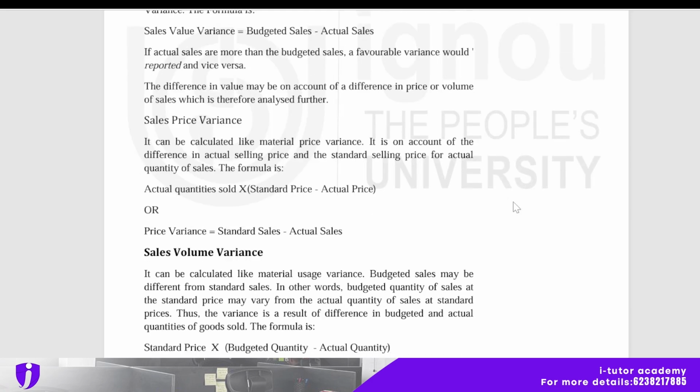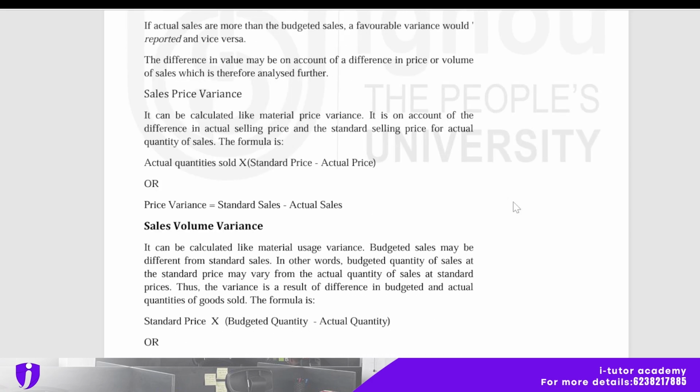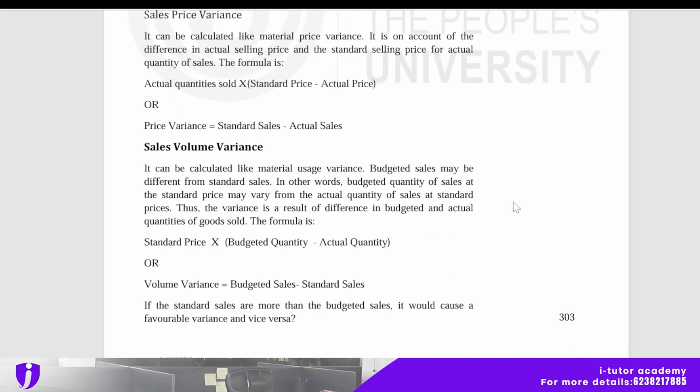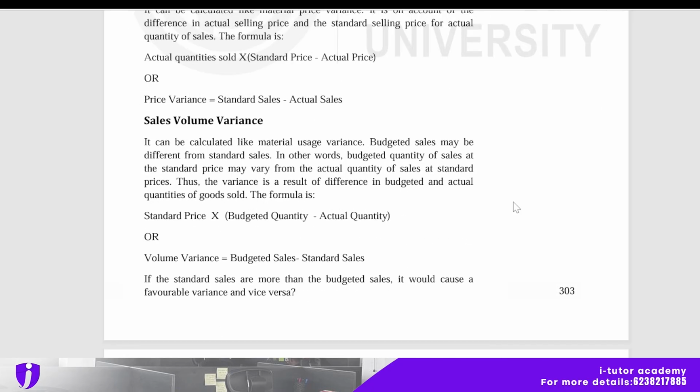analyzed further. And sales price variance can be calculated like a material price variance. It is on account of the difference in actual selling price and the standard selling price for actual quantity of sales. The formula is actual quantity sold into standard price minus actual price. Price variance is equal to standard sales minus actual sales.